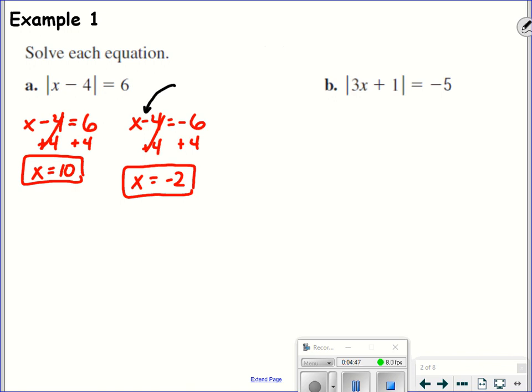All right, letter B, let's check and make sure that this is possible. We've got an absolute value that equals negative 5. Ooh, an absolute value cannot produce a negative output. By definition of absolute value, it has to produce a positive or zero output, so this is instantly a no solutions case. Nice and quick.